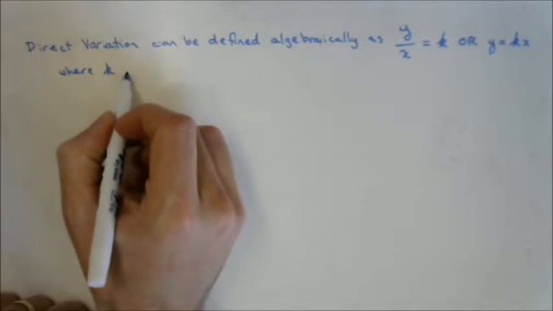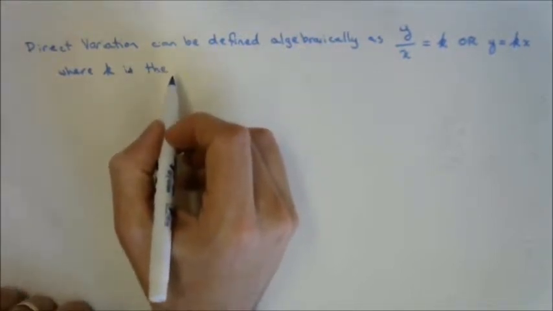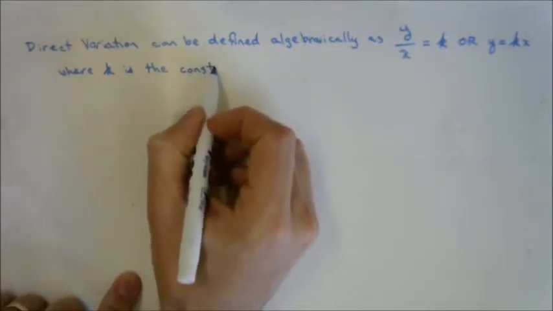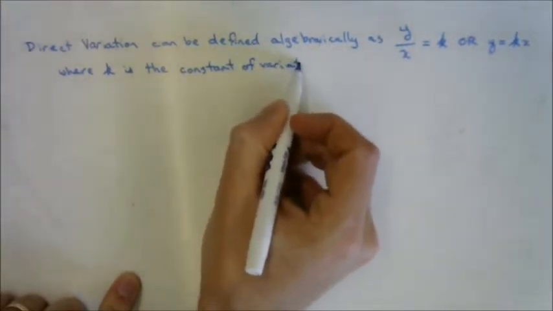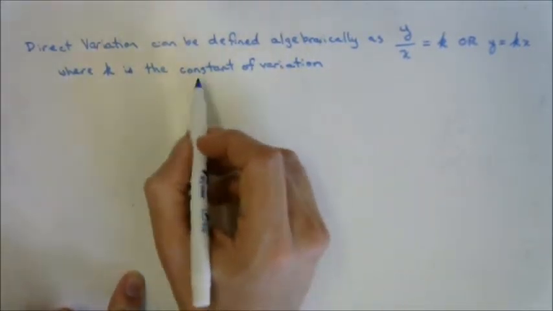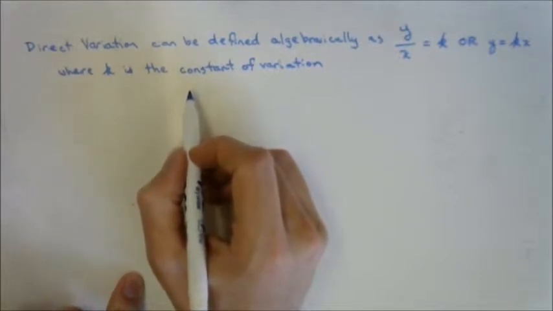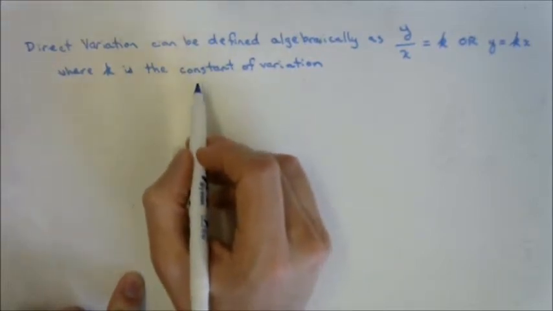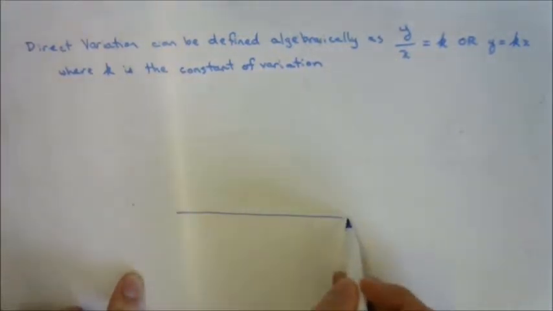where k is what? What's our math word for that? The constant of variation. So that's a bit of an interesting phrase. Variation means changes, right? And constant means always the same. So it seems like opposite words. But what it's saying is that it's going to change, but it's always going to change by the same factor.